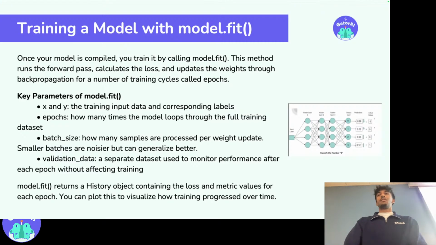So model.fit returns what's called a history object. It's a dictionary containing the loss and the metric values at every epoch, for both training and validation. You can plot it directly to get a visual learning curve. And we'll do this in the workshop as well.